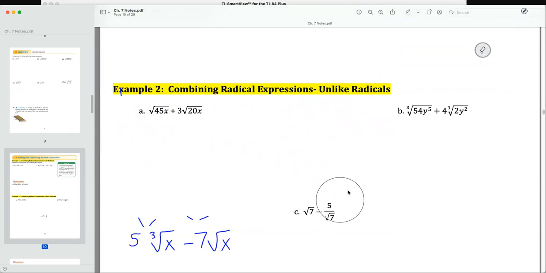All right, moving on to combining radical expressions when we have unlike radicals. When you do not have the same radicand, you are not able to add or subtract or combine them together. But these are designed specifically so that you can simplify to make them the same.